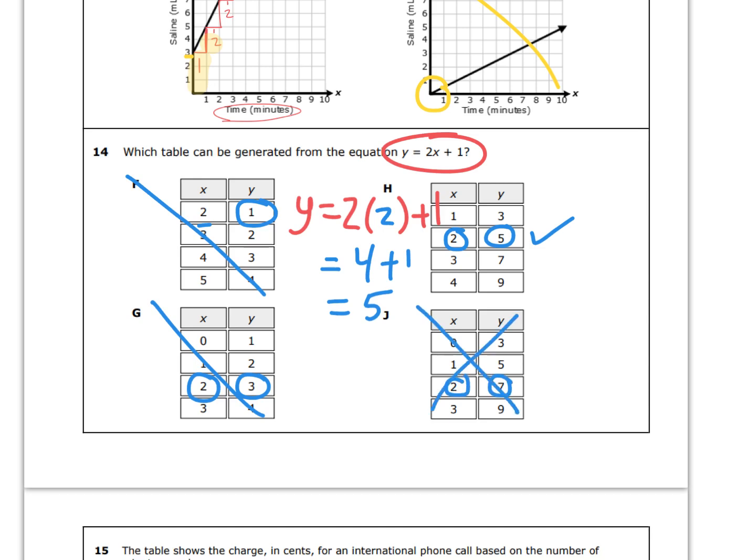So that's not correct. Now, I got lucky in this problem because I only had to plug one number in. But let's say you also had 2 that had 2, 5. So you might have to do another number. So let's plug in 3. Well, what's 2 times 3? That's 6 plus 1 is 7. So when I get 3, I should have 7. And lo and behold, 3, 7 works. Okay? So all you have to do is plug it in, and that should give you your answer. So in this case, it's H.